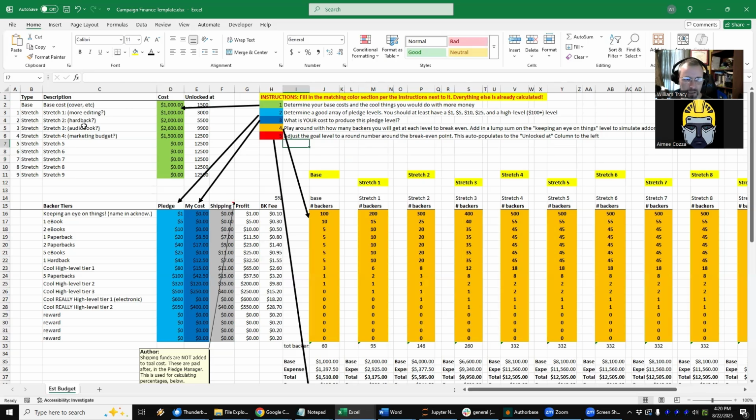So with that said, step one, determine your base costs and the cool things you want to do with the money, right? So base cost in here. You can see up here, these are all basically spaces you can put in money. So I'm going to say, let's take the example of a book.